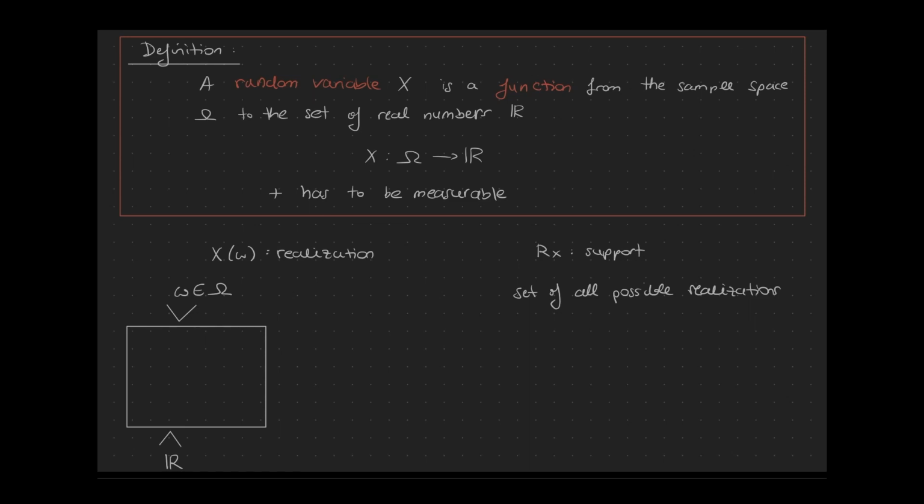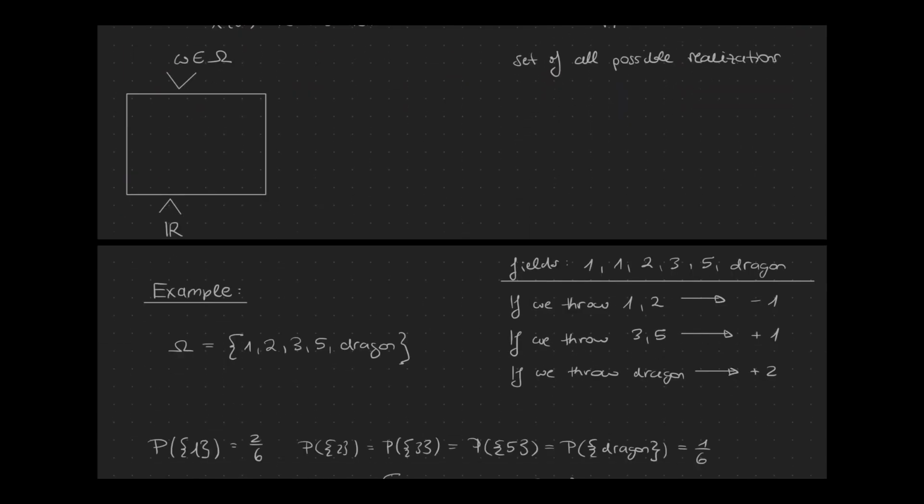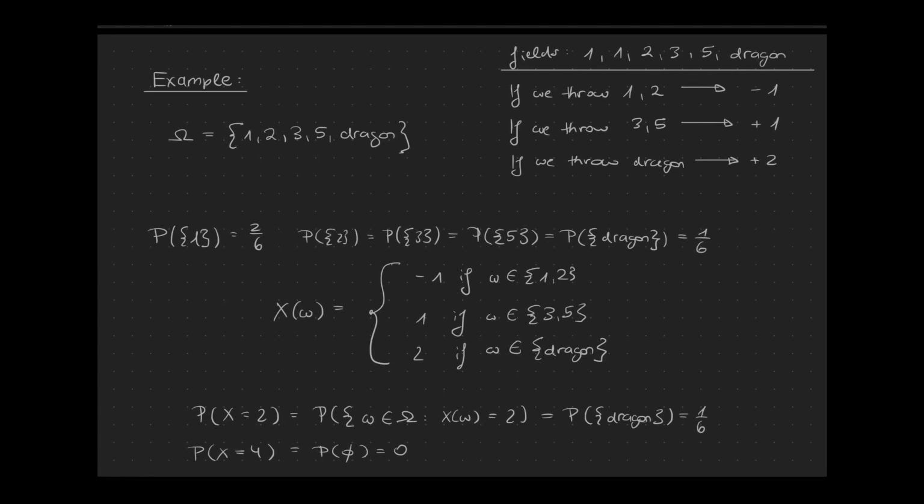Another 2 terms which are quite important in this context are realization, as I said, and this is denoted mathematically as the random variable evaluated at omega, and R_X, which is the support. And the support is the set of all possible realizations. We will see why this is important to know. So let's move back to our example.